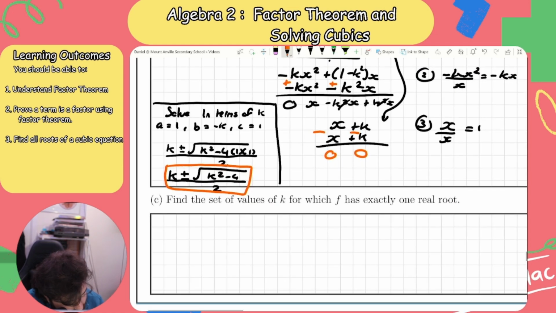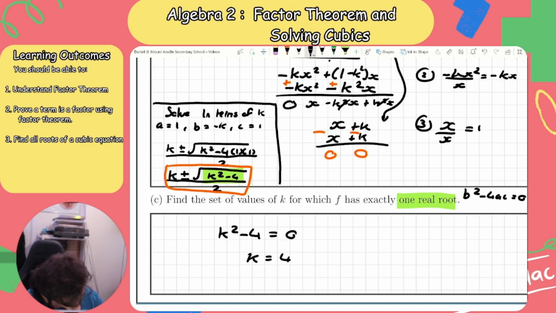Right, finally, part c is find the set of values for k for which the function f has exactly one real root. So we're actually going back now to the nature of roots. One real root, remember my discriminant, b squared minus 4ac equals 0. My discriminant I got in part b, k squared minus 4. So therefore, k squared minus 4 equals 0.